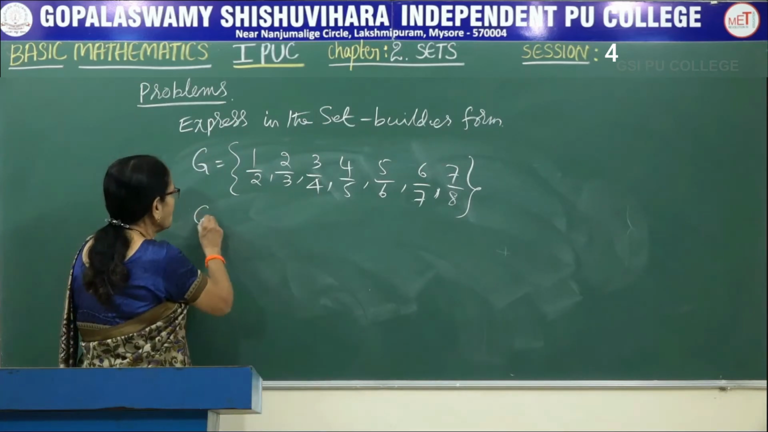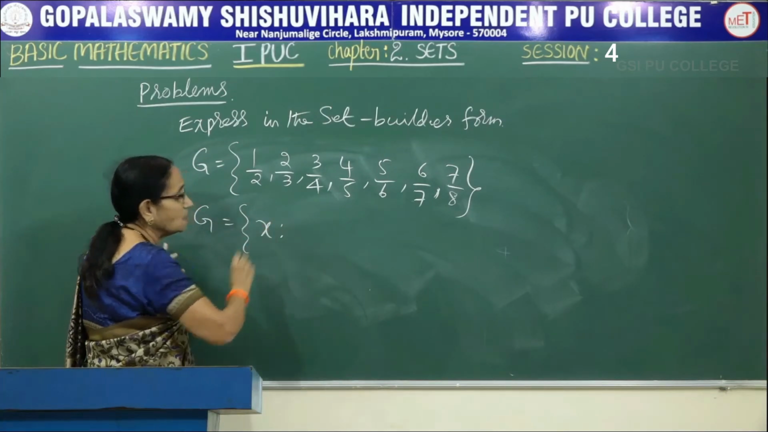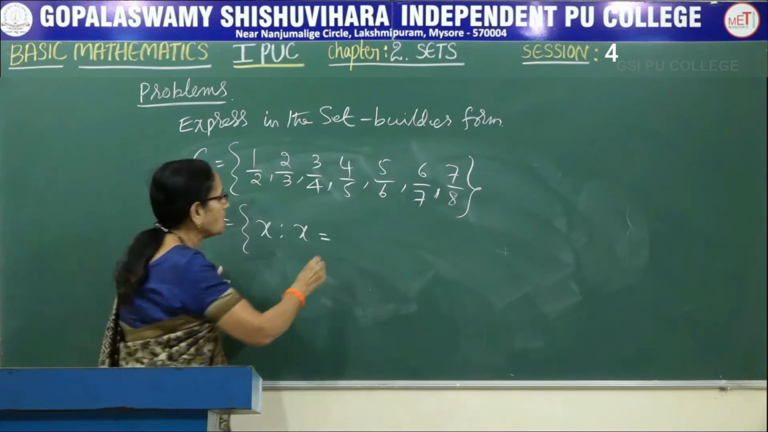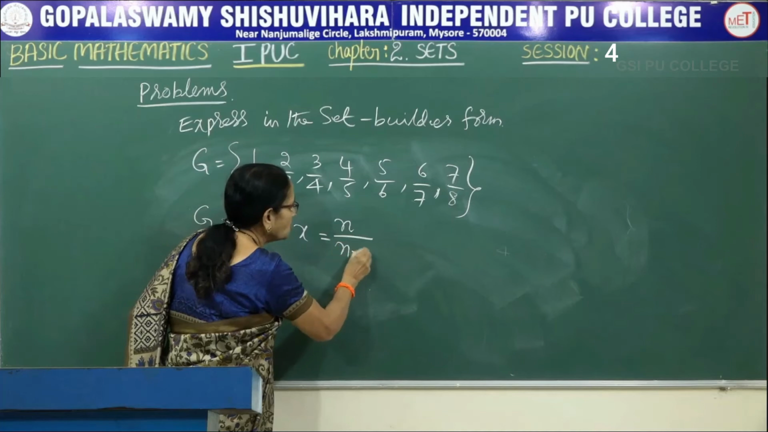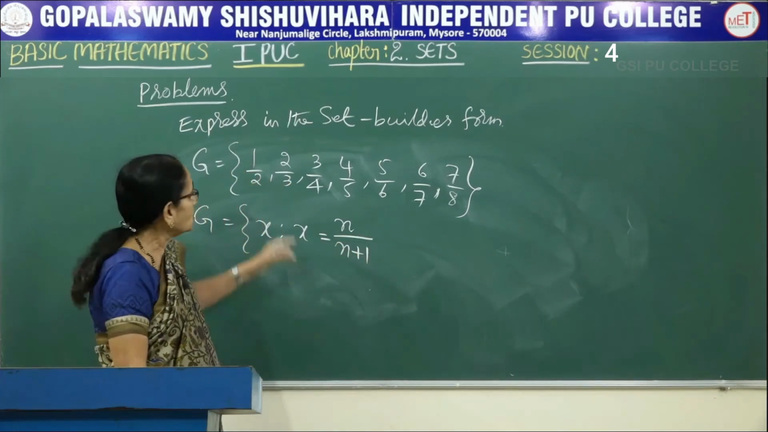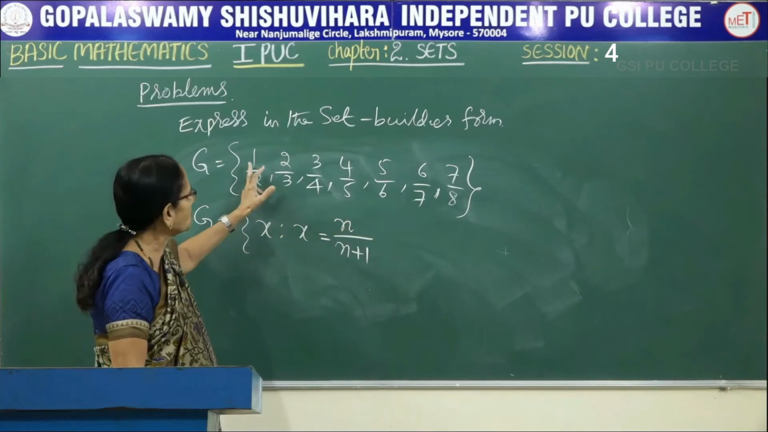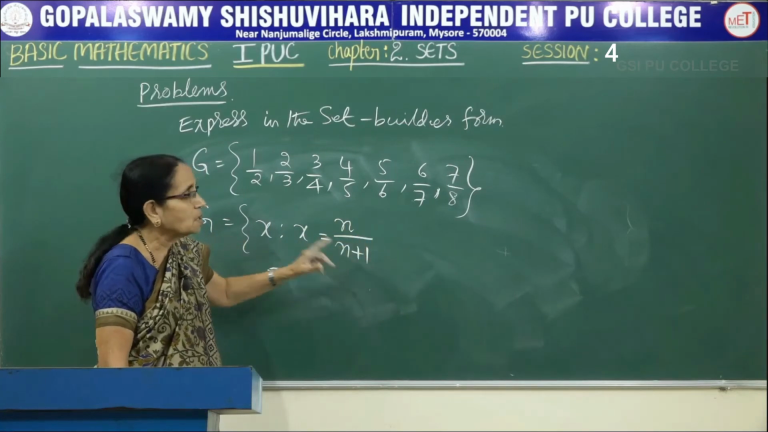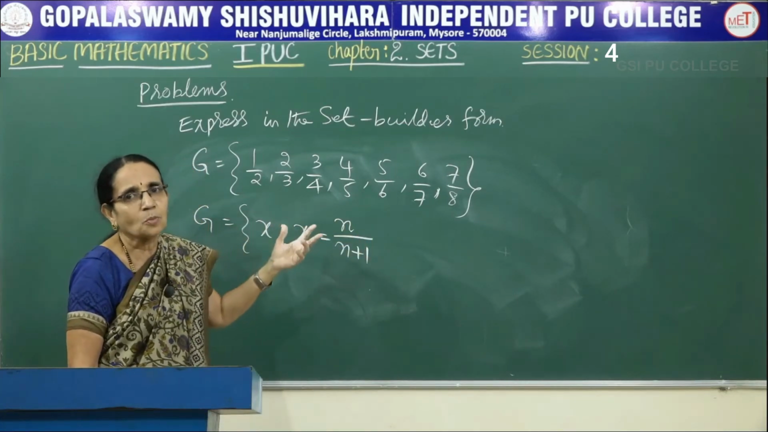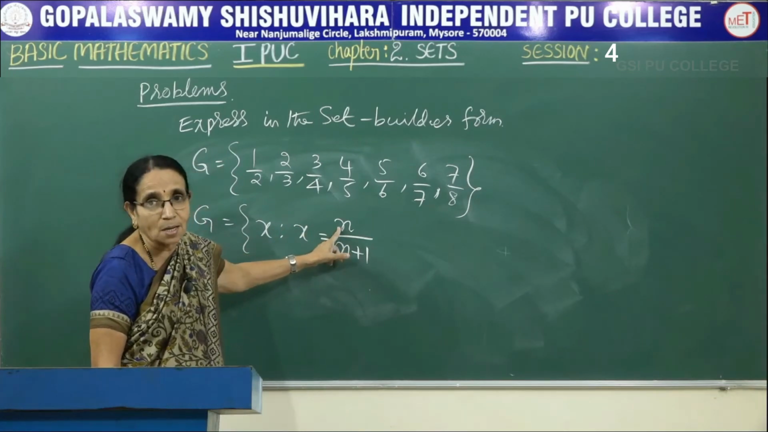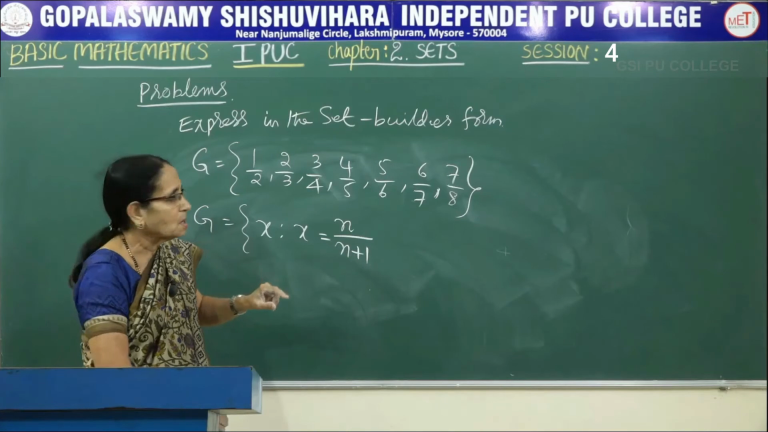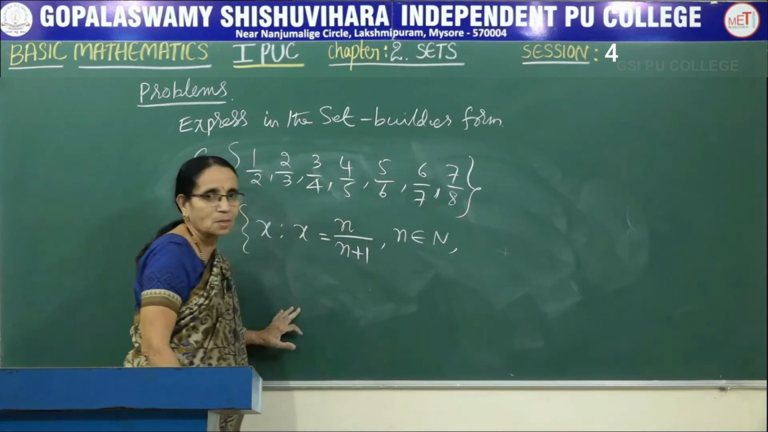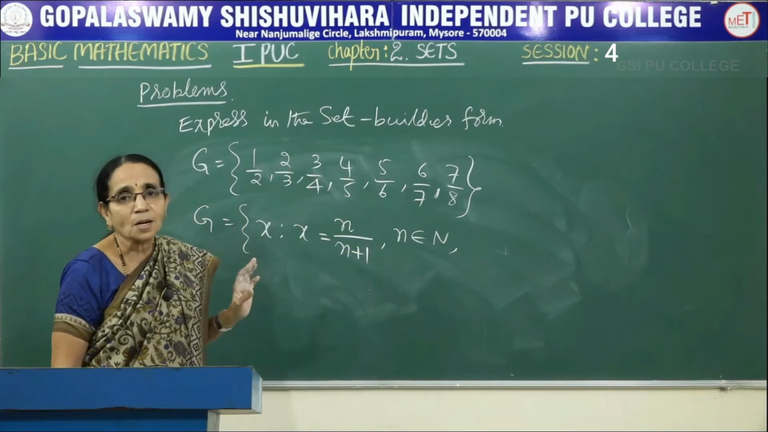So, how do you write this one? G contains all x such that x is equal to, you have to write the general form. Suppose I write n here, the denominator would be n plus 1. We will give the value of n afterwards. Whatever the value of the numerator, you observe in all the rational numbers, the denominator is exactly 1 more than the numerator. If you denote the numerator by n, the denominator would be 1 more than that, that is n plus 1. And what is n? n is a natural number, that is one thing. But you have to write the exact range of n here.